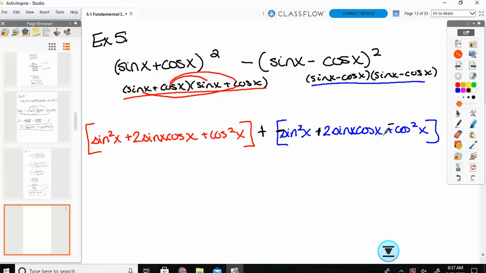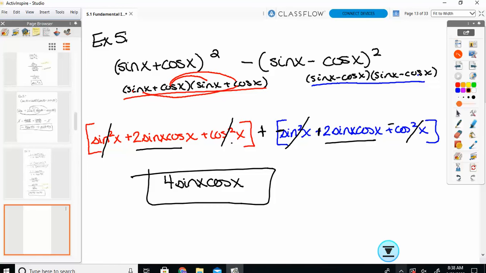Right. Since this is a minus, I'm going to distribute a negative through the second one. And then when we combine like terms, sine squared x and negative sine squared x cancels. 2 sine x cosine x plus 2 sine x cosine x would be 4 sine x cosine x. Cosine squared x minus cosine squared x cancel. So that's our answer, 4 sine x cosine x.